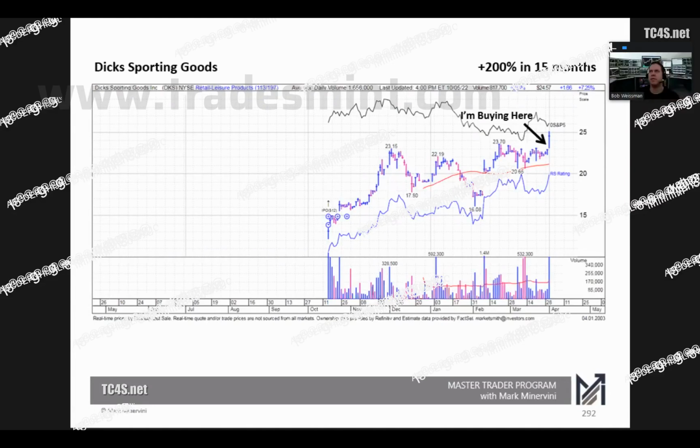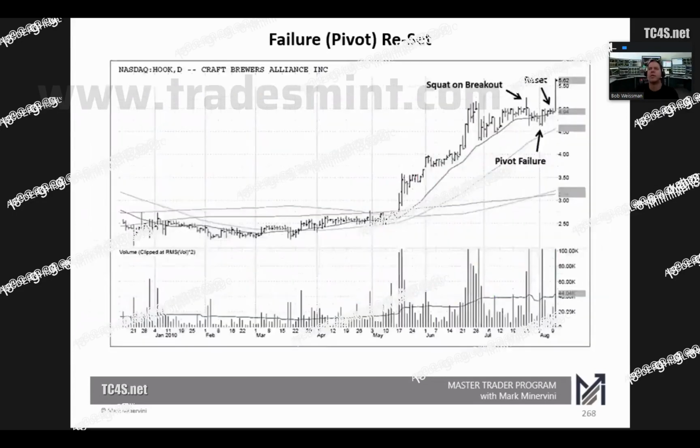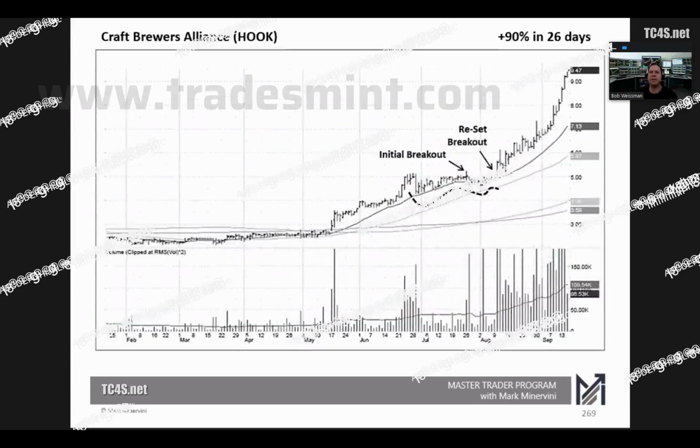All right, let's go to 269. Question here was, if you could explain the 1-2 punch again. The 1-2 punch is just simply when the volume dries up, and then on the breakout, the volume comes in, and you see really big volume on the breakout, but right before the breakout, on the day before, the volume is really, really low. And you can see that happened here. When it first tried to break out here, the volume was low.